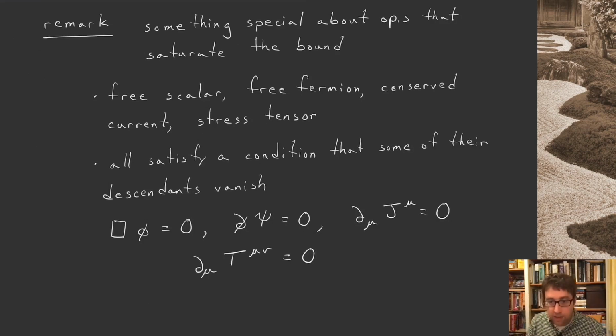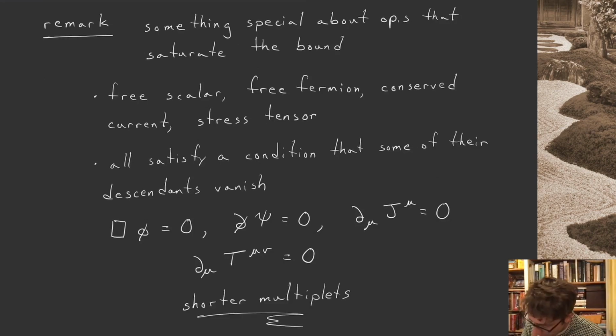So in all of these cases, some combination of momenta acting on the operator vanishes. There's a shortening condition on the multiplet. So I think I just wanted to point out that interesting fact about the operators that saturate the bound.